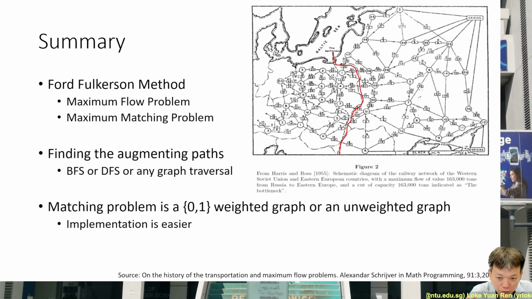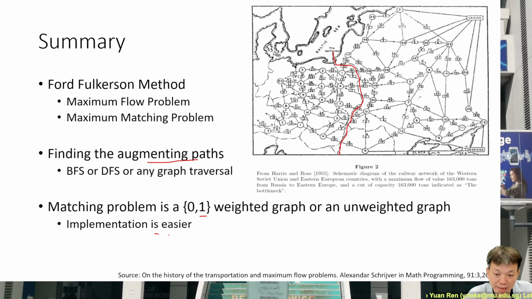So for finding the augmenting path, the key is that every iteration you need to find an augmenting path. Then you can use breadth first search, depth first search, or any traversal algorithm you can think of. It's fine, because I just want to find a path from S to T. Then the matching problem is much simpler. The weight is either there's an edge, then it's 1. If there's no edge, then of course it's 0.